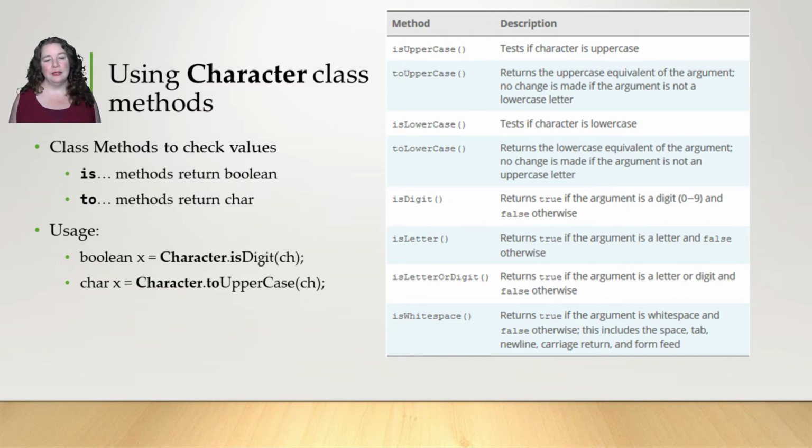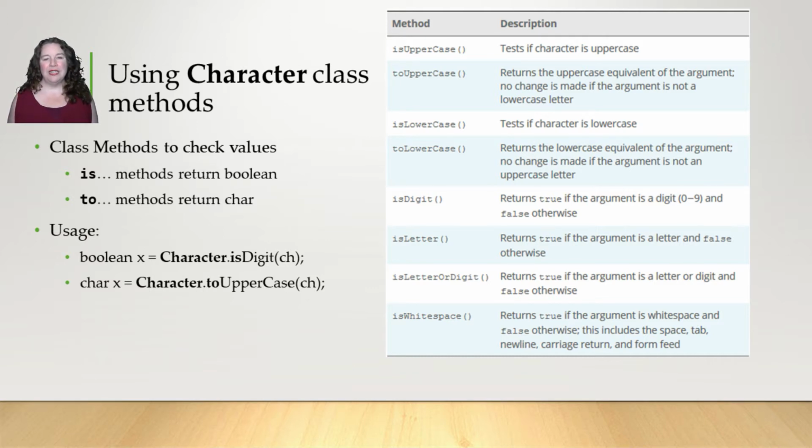We have some is methods that return booleans, and we have some to methods that are going to manipulate and return a character object. So we have an isUpperCase, isLowerCase, isDigit, isLetterOrDigit, or isWhitespace. These are all of our is methods. And these methods are going to return a boolean, yes or no, true or false, remember?